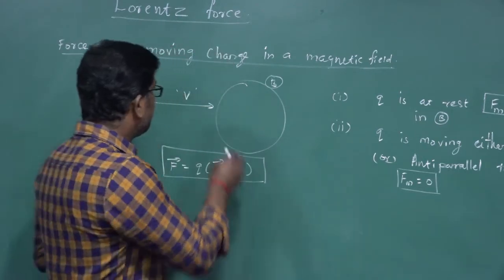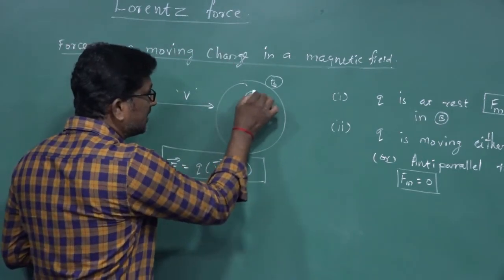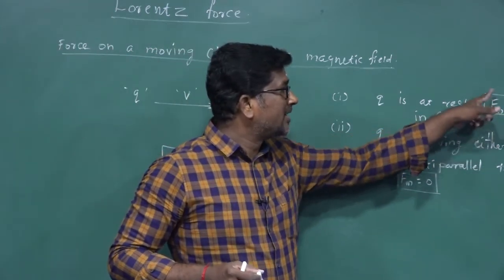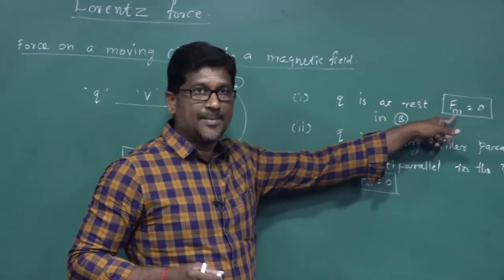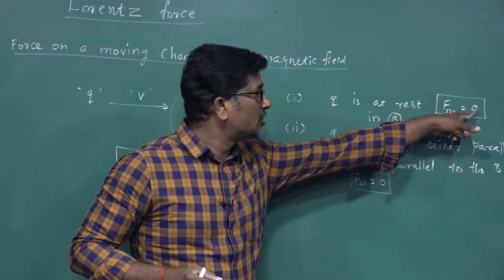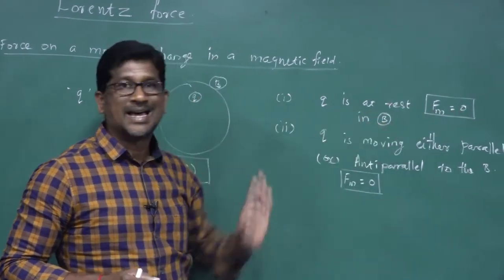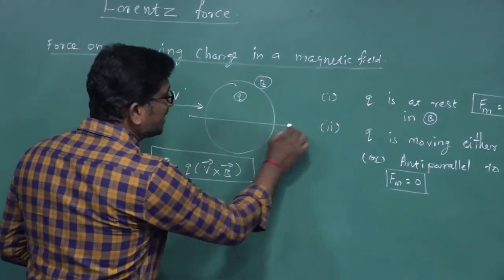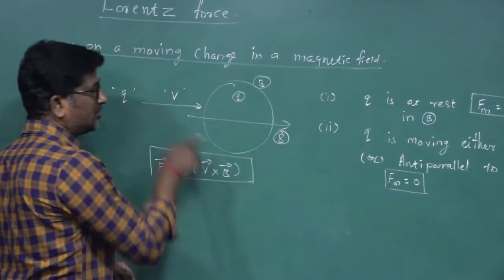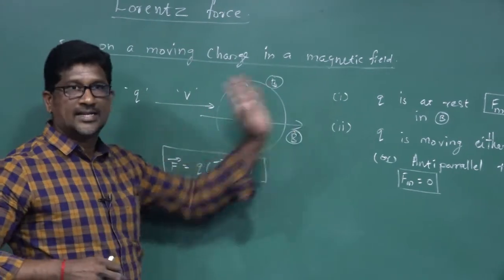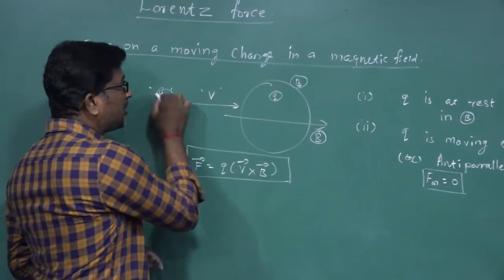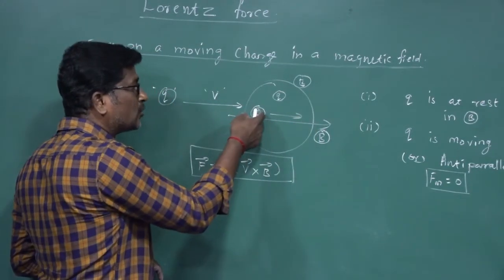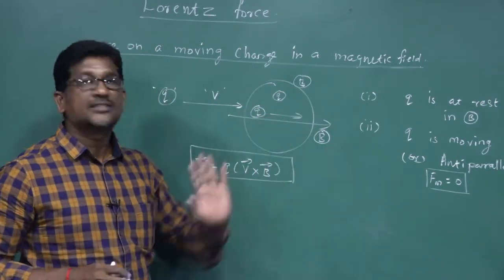First one, if the charged particle is stationary in the magnetic field, Fm value is 0. The magnetic force is denoted by the letter F suffix m. So magnetic force is 0 if the charge is at rest in the magnetic field. And second, suppose the magnetic field is acting along the positive x-axis direction. The charged particle also moving along this direction means the magnetic force acting on the charged particle is 0.